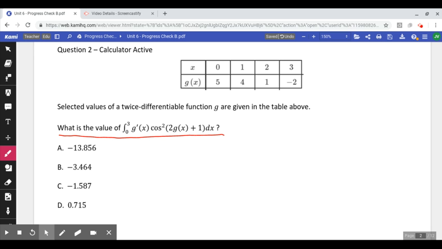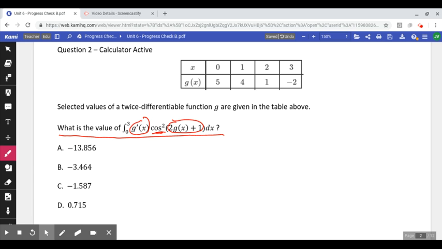Goodness gracious. When I look at this problem, it looks kind of difficult at first, but we need to break this apart. So first we've got a g prime of x, then we've got a cosine squared, and then on the inside of the cosine squared, we've got 2g of x plus 1. It would be great if we found the derivative of 2 times g of x plus 1, and that might cancel with the g prime of x.